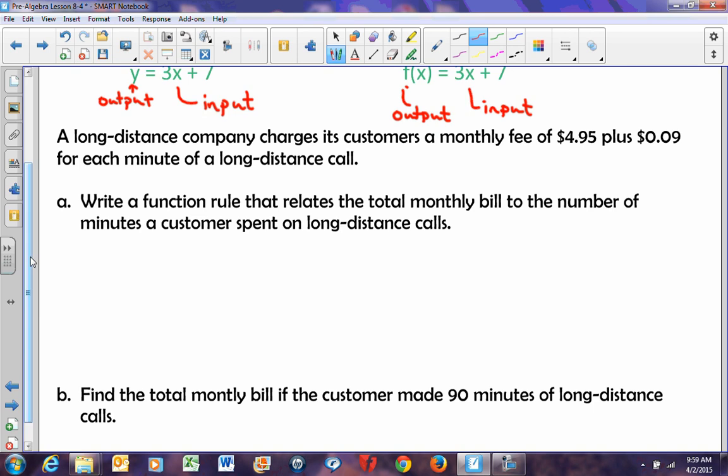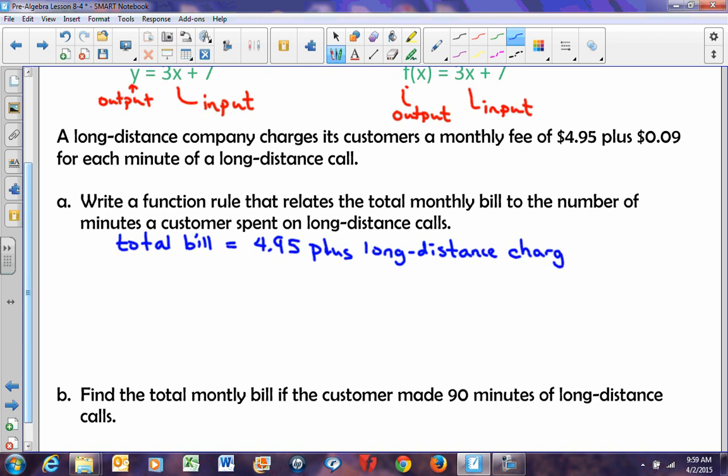Our total bill is going to be $4.95 plus however many minutes of long distance we have to pay. Okay, so our total bill equals $4.95 plus our long distance charge. Okay. So let's let m equal my number of long distance minutes.